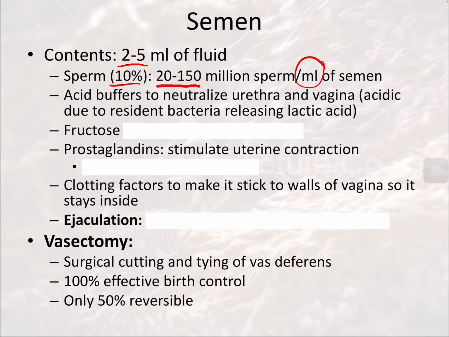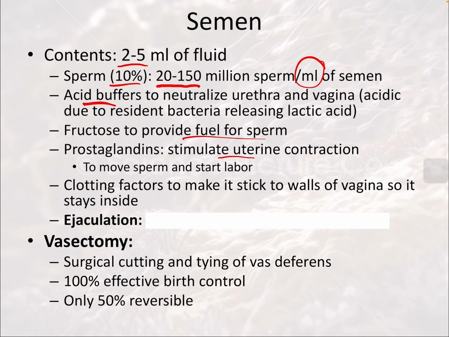Okay. Outside of the sperm, there's also acid buffers to neutralize the pH in the urethra and the vagina. Those are typically acidic. Okay. There's also fructose. Again, this helps to provide fuel for the sperm. There's also prostaglandins. Prostaglandins stimulate uterine contraction, which helps to kind of move sperm along, as well as to start labor.